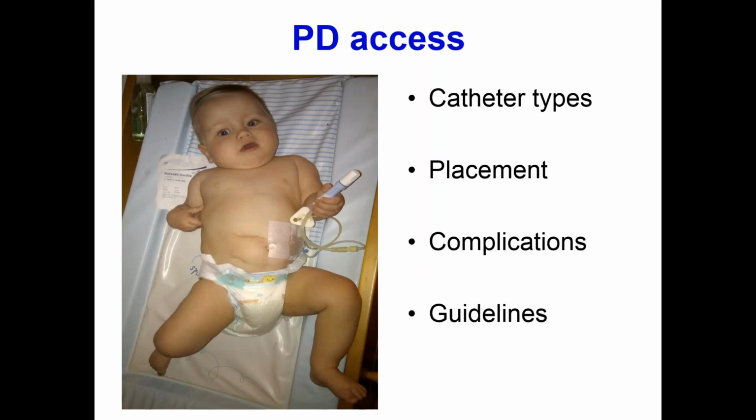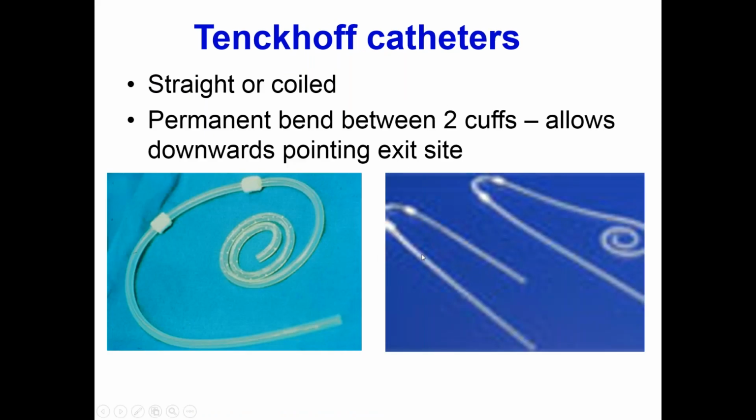So, access for PD. You see this picture of this lovely little boy showing off his PD catheter. Let's look at different types of catheters, their placement, complications, and guidelines. Tenckhoff catheters can be either straight with a swan neck, or coiled, or a combination of the two. On the catheter end, as you see here, there are multiple small openings to allow for multiple exit sites for the fluid. You'll also see the cuffs here and the importance of the cuffs, which we'll talk about in a minute. There is usually a permanent bend between the two cuffs, which allows the downward pointing exit. This memory of the plastic allows it to keep its shape and configuration, and is one of the most important factors in firstly allowing you to have a downward pointing exit site, and secondly in maintaining that.